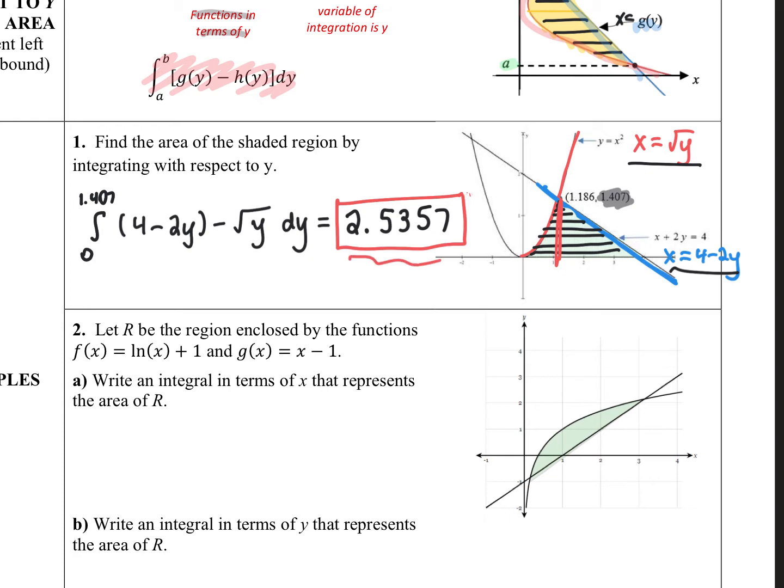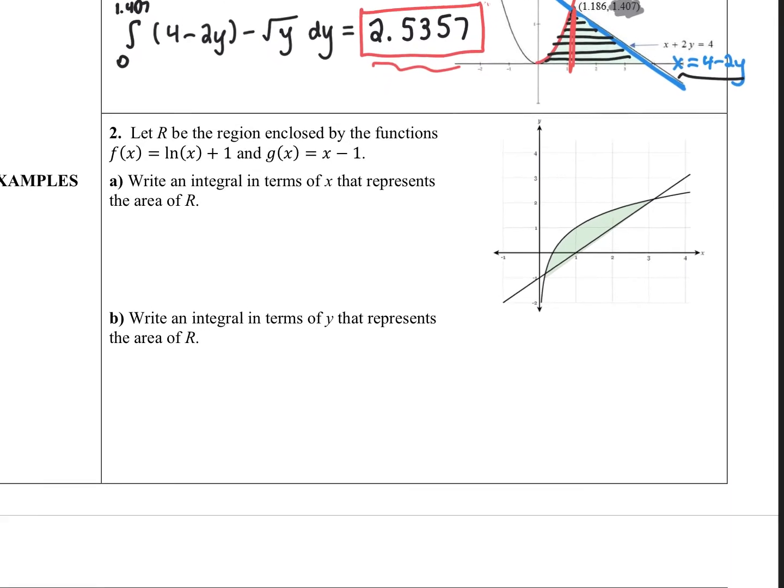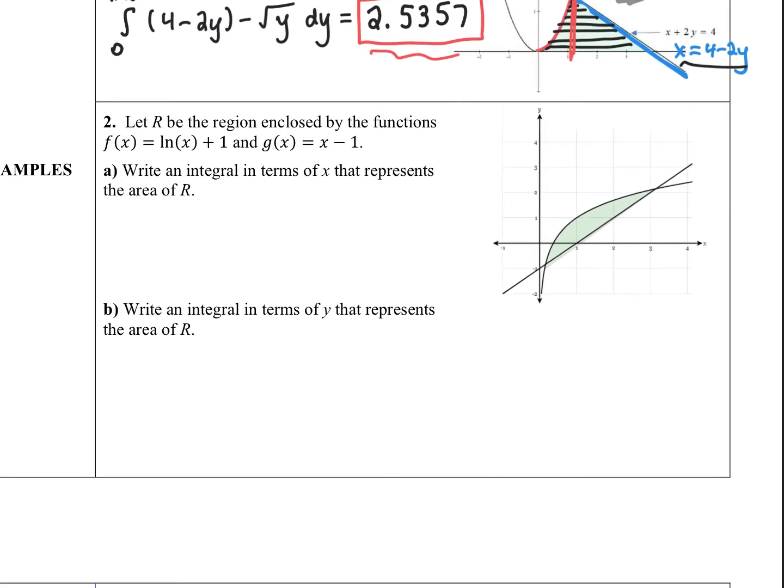Let's take a look at another example, and this is going to follow what you'll need to do in Delta Math. In part A, I'm asked to find this area by integrating with respect to x, and in part B, integrating with respect to y. The first thing I need to do with either of these is find these intersection points, and since I'm looking ahead to part B and I have to do this in terms of y, I'm going to pull up the x and the y values for these intersections and store them.